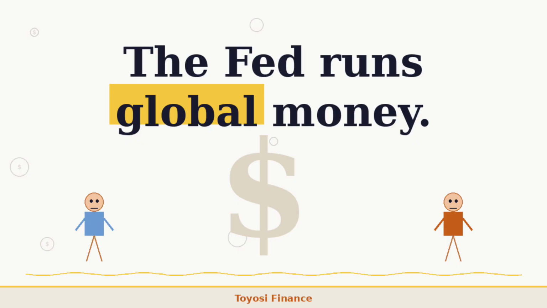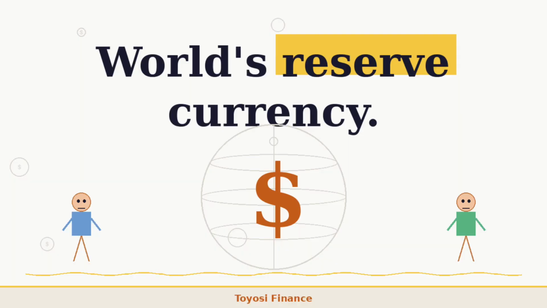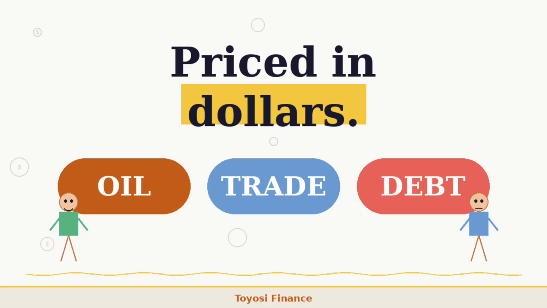So why does the Federal Reserve actually matter more than other central banks in the world? The answer is the US dollar. The US dollar is the world's main currency. That means that countries trade in USD, oil is priced in USD. So even countries outside the US actually depend on the US dollar.